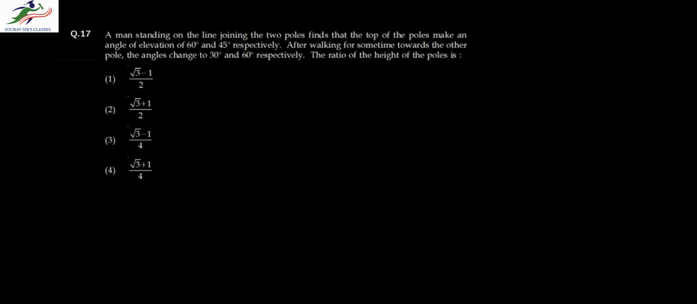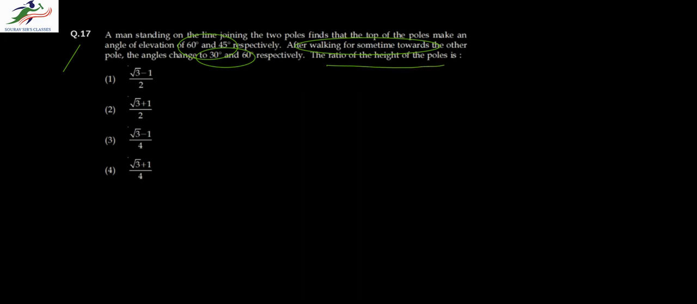We move to the next question, which is question number 17, and this says that there are two poles, and there is a man standing between the two poles, and he sees the top of the poles, and the angles of elevation are given as 60 and 45, and then he starts walking towards one of the poles. We'll have to see which pole that is, and the angles of elevation change to 30 and 60. And we are asked to find the ratio of the height of the poles.